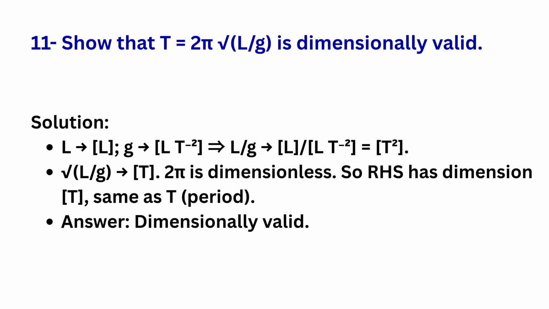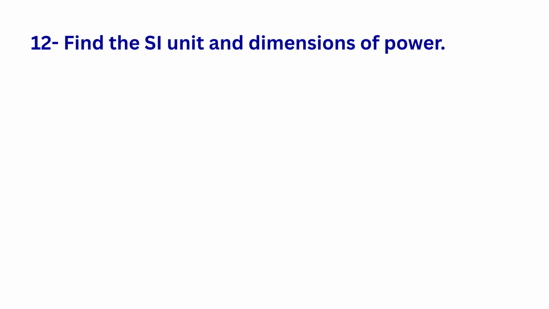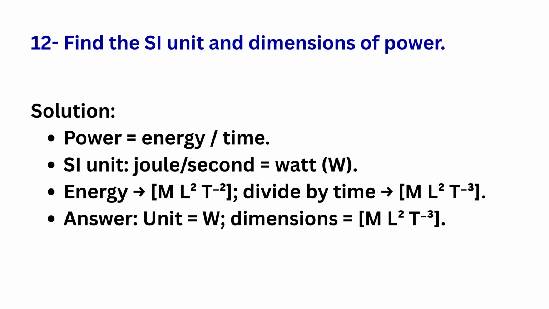That means both sides represent time and the formula is dimensionally valid. Question 12. Now for the dimensions and SI unit of power. Power is energy per time, or joule per second, also known as the watt. Energy has dimensions M⁰L⁰T to the power of minus 2. Divide by time, and you get M⁰L⁰T to the power of minus 3.